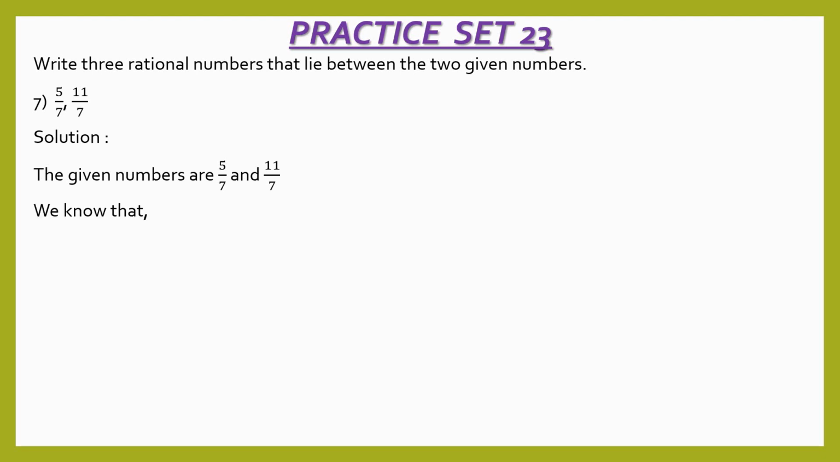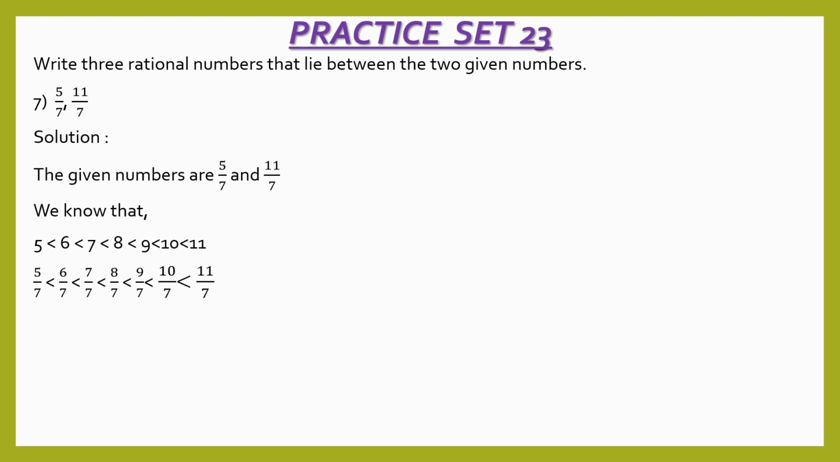Now, we know that between 5 and 11, the numbers which lie are 6, 7, 8, 9 and 10. So 5 is less than 6, which is less than 7, 7 is less than 8, 8 is less than 9, 9 less than 10, and 10 is less than 11. So between 5 and 11, this many numbers lie. Now we are going to divide all these numbers by 7. So we have 5 upon 7, which is less than 6 upon 7, that is less than 7 upon 7, less than 8 upon 7, which is less than 9 upon 7, that is less than 10 upon 7, which is less than 11 upon 7.